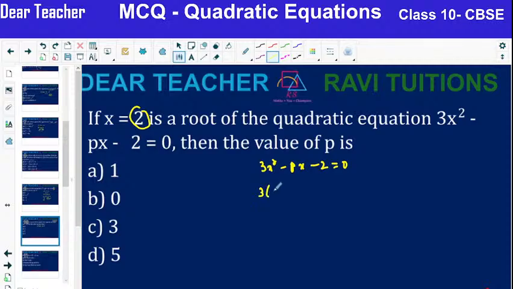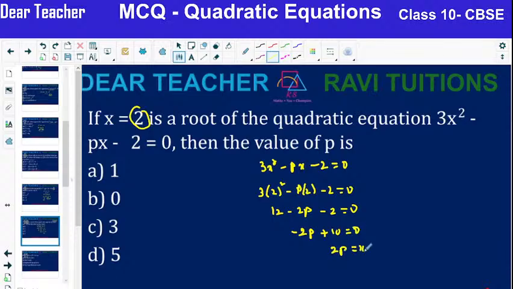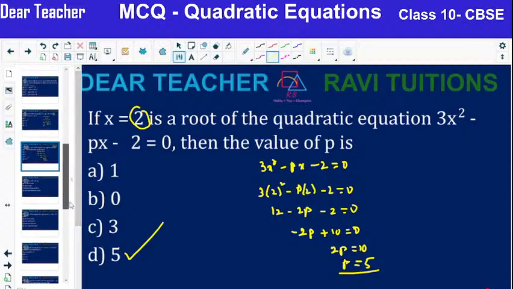So 3 into 2 square, p into 2 minus 2 is equal to 0. So 4 into 3, 12, minus 2p minus 2 is equal to 0. Minus 2p plus 10 is equal to 0, and 2p is equal to 10, and p is equal to 5. So 5 is the correct answer. Let us go to the next question.